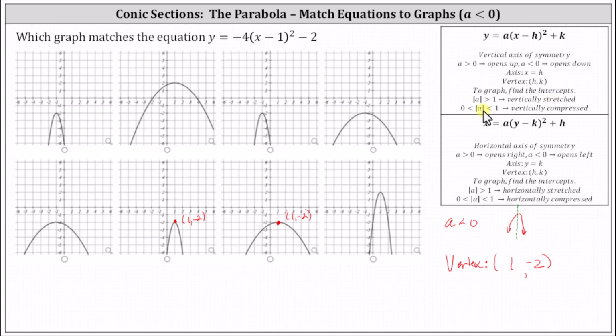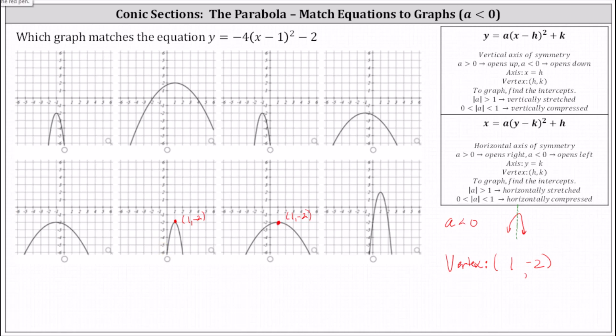When the absolute value of a is between 0 and 1, the graph is vertically compressed and appears wider than the basic graph when a equals 1. And therefore, this graph here on the left is the correct graph. Another way to verify this, though, would be to find the y, or vertical intercept. So let's also do that.